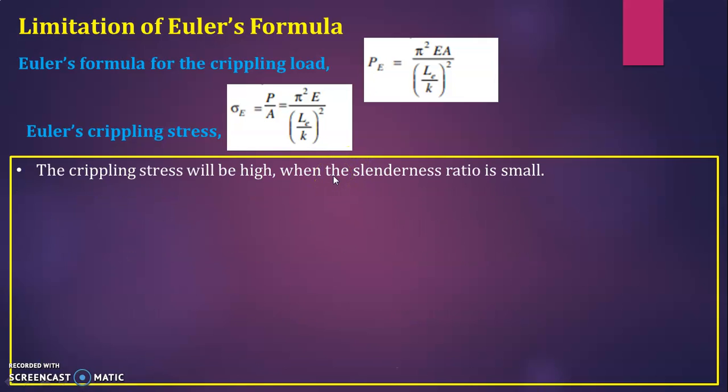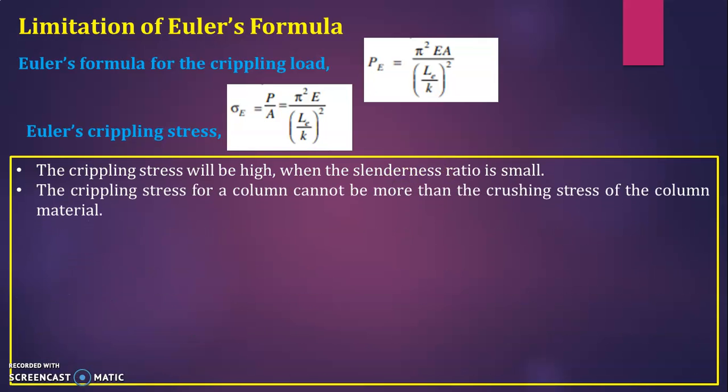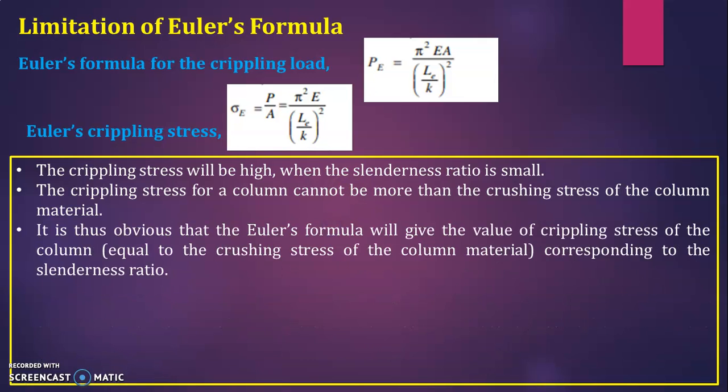Now the crippling stress will be high when the slenderness ratio is small. You should remember all these points. The crippling stress for the column cannot be more than the crushing stress of the column material. Okay, there is a crippling stress and there is a crushing stress. It is thus obvious that Euler's formula will give the value of crippling stress of the column equal to the crushing stress of the column material, corresponding to that slenderness ratio.